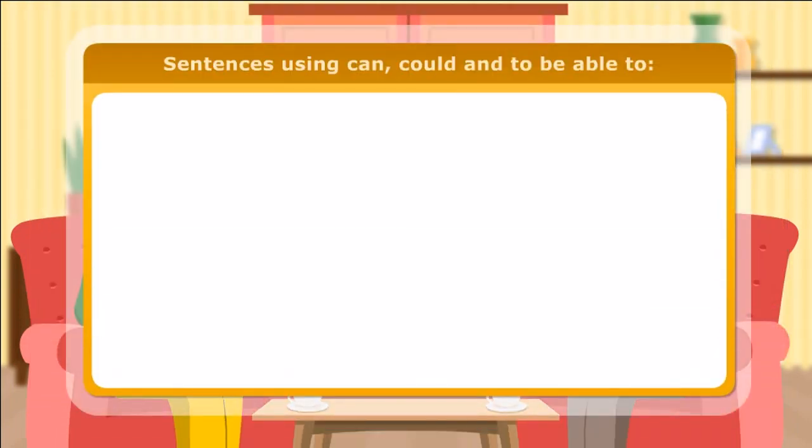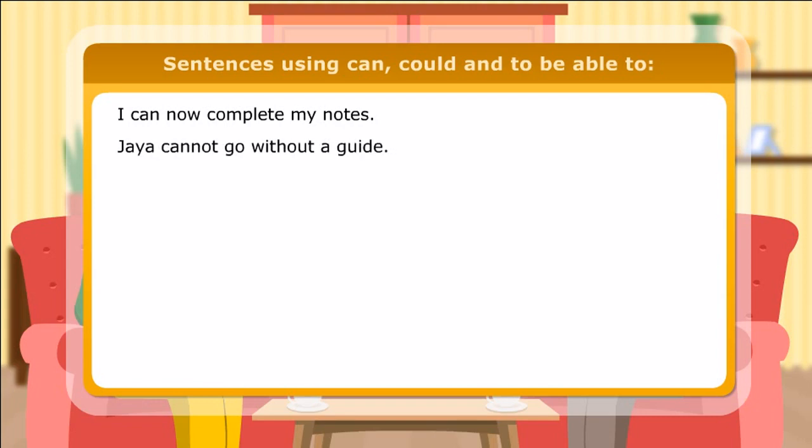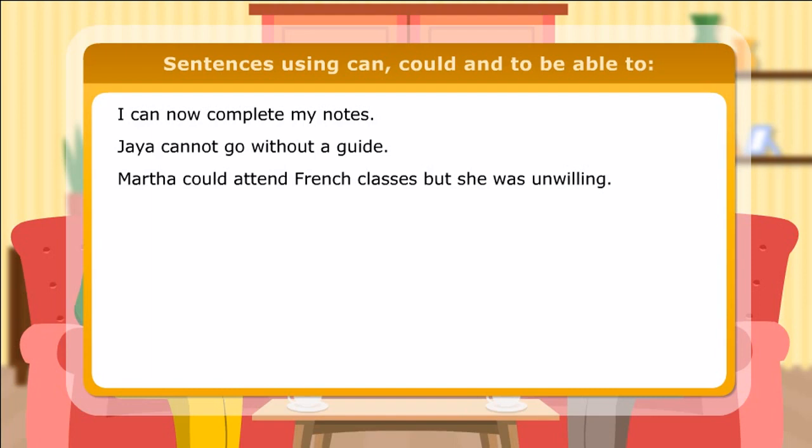Here are a few more sentences using can, could, and to be able to. I can now complete my notes. Jaya cannot go without a guide. Martha could attend French classes, but she was unwilling. Manish could not help his friends.